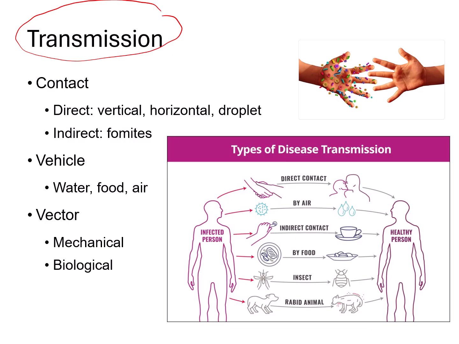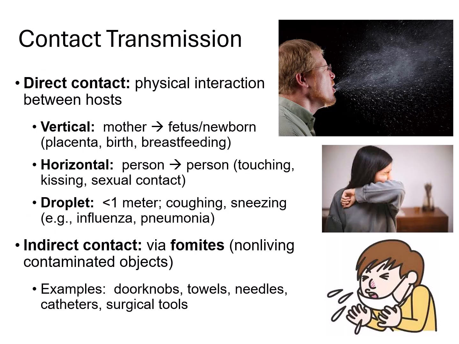There are three major categories of transmission routes, including contact transmission. This is going to be between individuals, either directly or indirectly, and we're going to go over each of these in detail shortly. It can also be through a vehicle, like water, air, or food, or through vectors, which are usually some kind of bugs that can transmit the pathogen as well. Each of these has a clinical relevance in preventing the spread of infections. So let's look at contact transmission first.